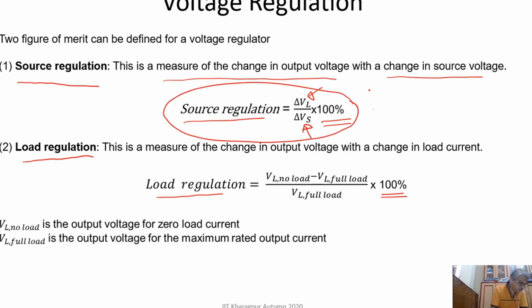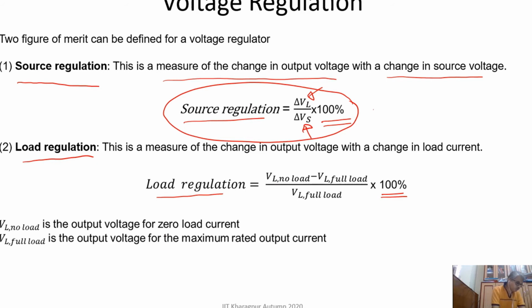Okay, what about load regulation? The way we define load regulation is basically VL no load minus VL full load, over VL full load, multiplied by 100, because it is represented in percentage. Both of these regulations are represented in percentage.